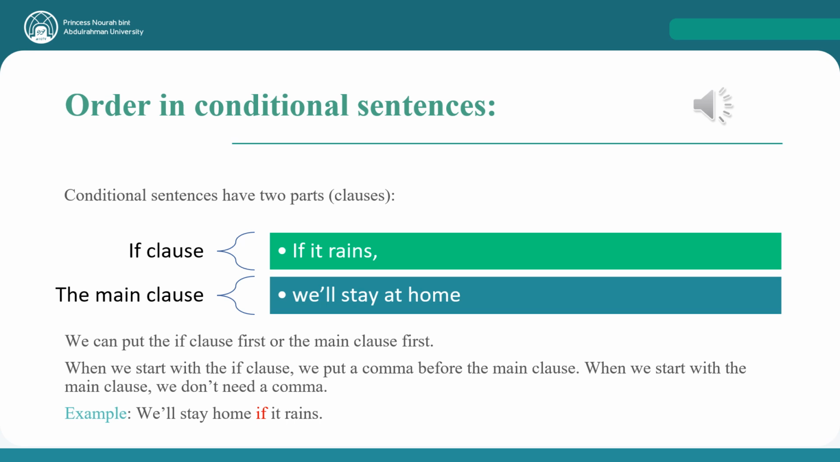Let's look at the order in the conditional sentences. Conditional sentences have two parts or clauses, if clause and the main clause. We can put the if clause first or the main clause first. If it rains, we'll stay at home, or we can say we'll stay at home if it rains. When we start with the if clause, we put a comma before the main clause, and when we start with the main clause, we don't need a comma. As you can see here, for example, we'll stay at home if it rains.